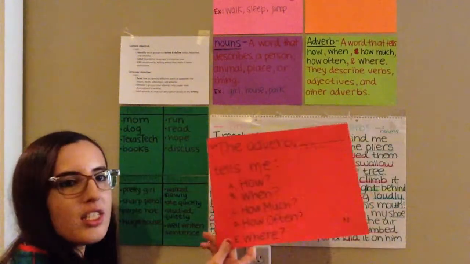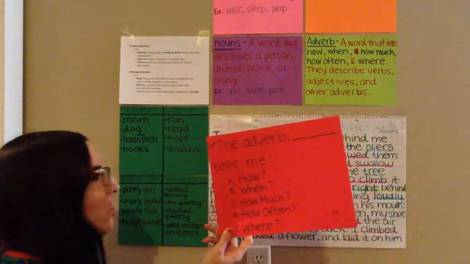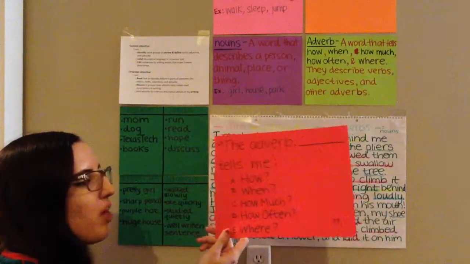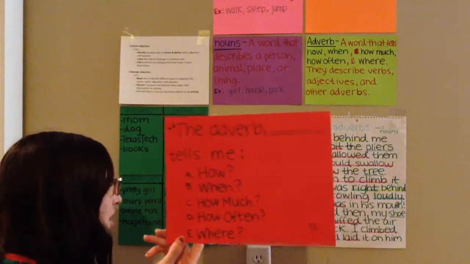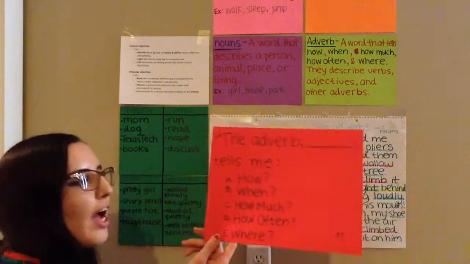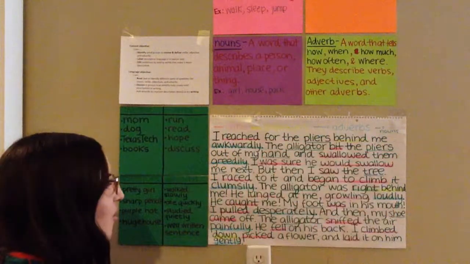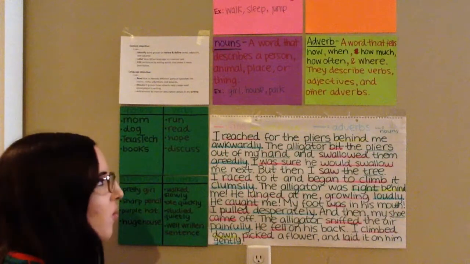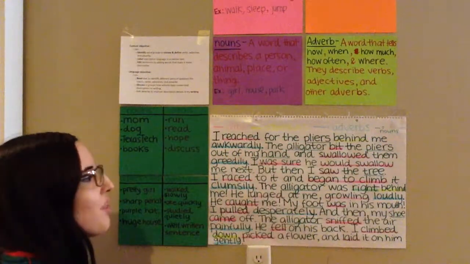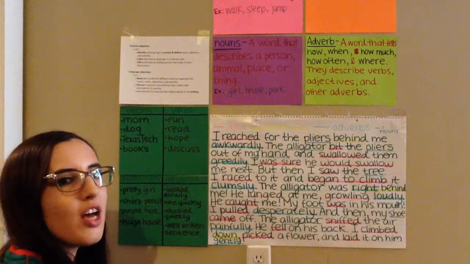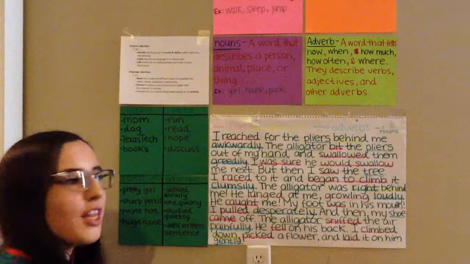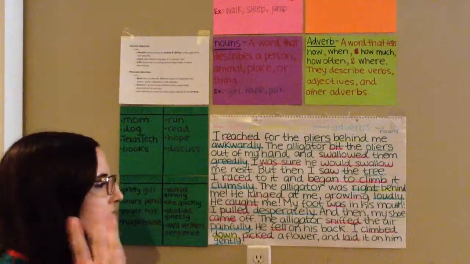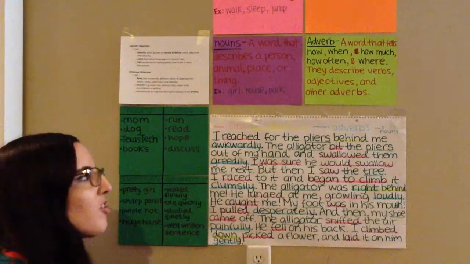So let's do the sentence stem again. The adverb gently tells me how, when, how much, how often, or where. Talk to your partner and figure it out. How. Good. So now that we have our whole paragraph filled, you can see that this author used a lot of descriptive language. Do you see all the colors in my paper? That should be all the colors that you see in your mind. This is drawing a picture for you.